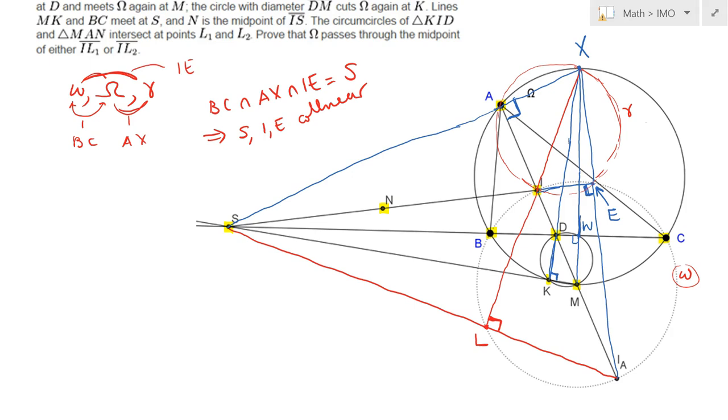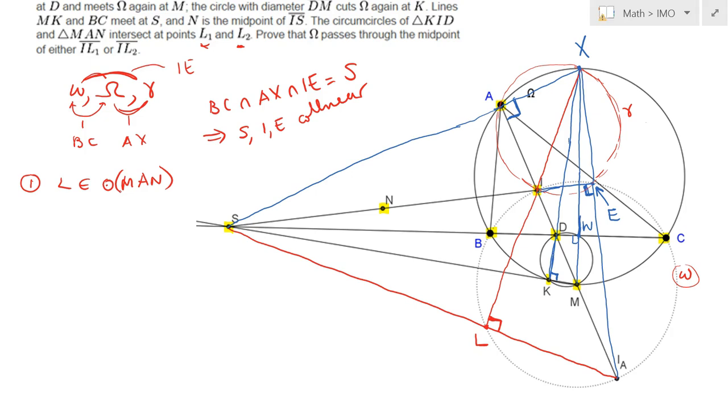Now we're almost done with this problem. I claim that L is one of these two points, L1, L2. So how can we show that? So let's first show that L is on the circumcircle of triangle MAN, and then I'll also show that L is on the circumcircle of triangle KID as well. But let's start with the first one.